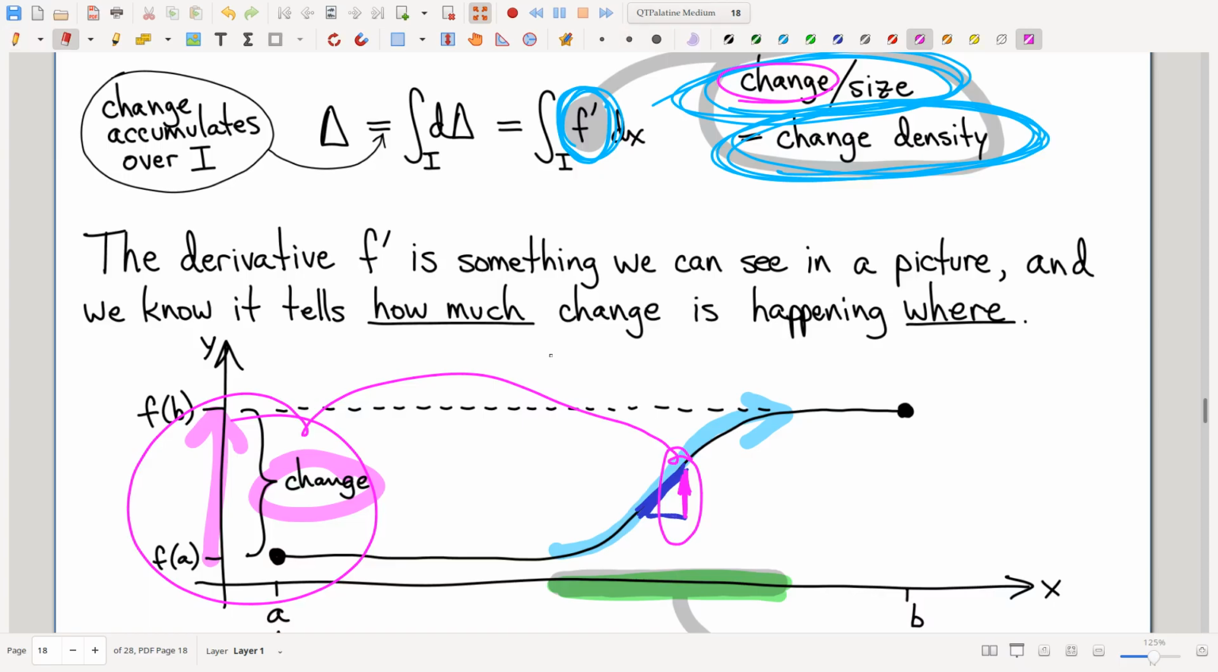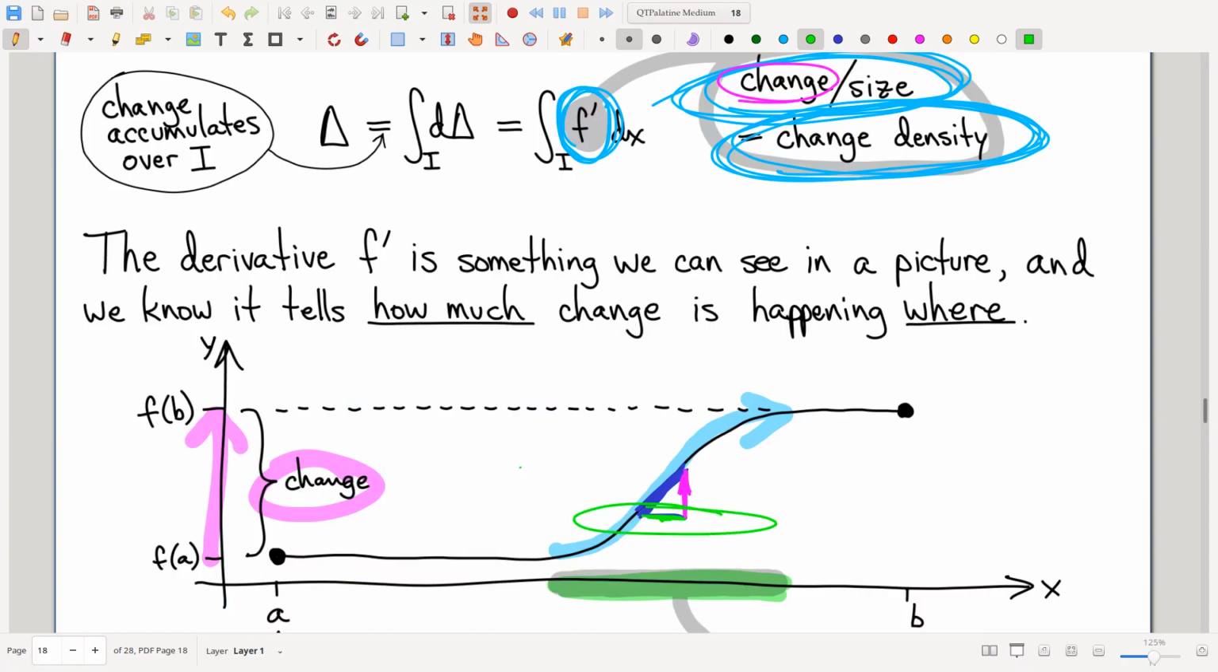And what about the run? Well, the run, this distance here, is literally the size of this little subinterval in question. So it is rise over run, but rise is change and run is size, so it's change per unit size. It's an accumulating quantity per unit size appropriate to the context. That's a density. And again, I know it's a weird way to think about it, but I think this is a very healthy way to think about it.